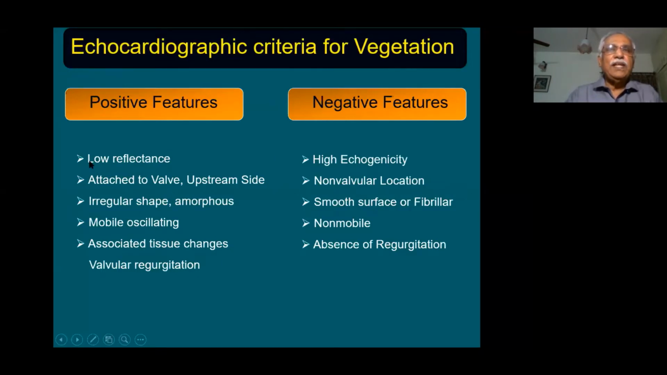All these things are present with infective endocarditis and vegetations. Usually it is of low reflectance, but when the patient is treated with antibiotics, after 4 to 6 weeks the vegetations may become brighter because of healing of the vegetation. There is fibroblast formation inside the vegetation itself, and it becomes brighter. So if you see a brighter mass attached to the valve and showing independent mobility, it is likely to be a treated case of mitral valve vegetation.